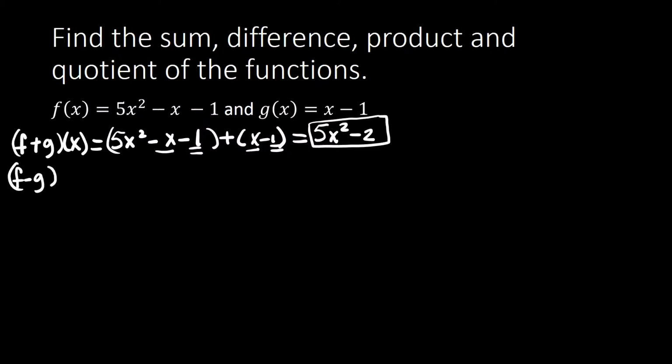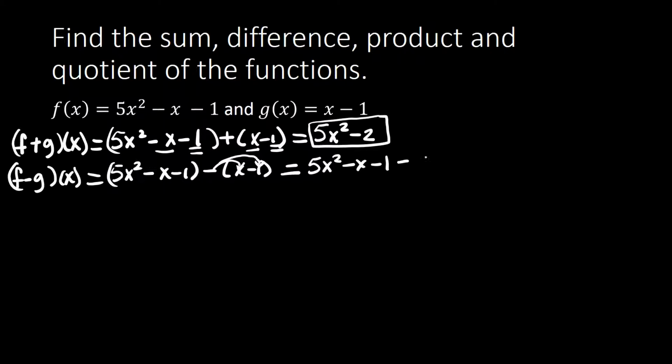F minus g at x is our f of x minus our g of x. Now we have to remember to distribute this negative. So we'll have 5x squared minus x minus 1 minus x minus 1. And again, to combine like terms, we have 5x squared. We have negative x minus x, which is negative 2x. We have negative 1 minus 1, which is negative 2.